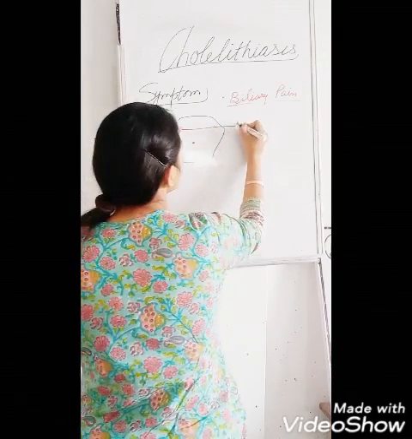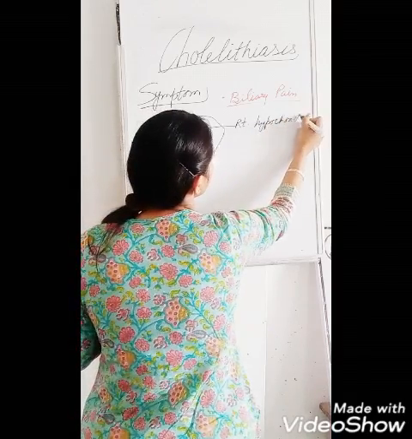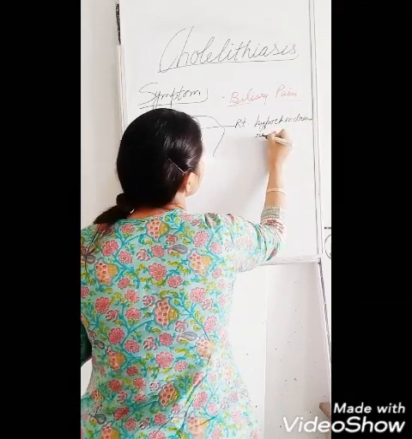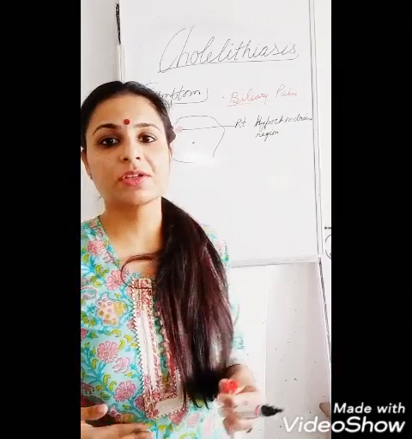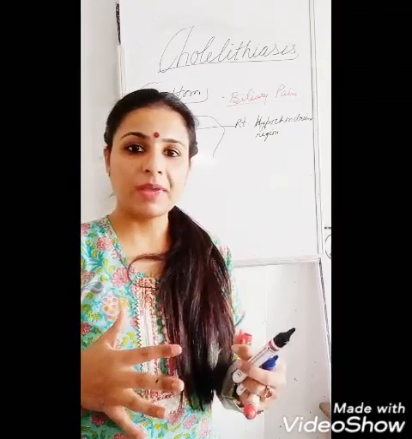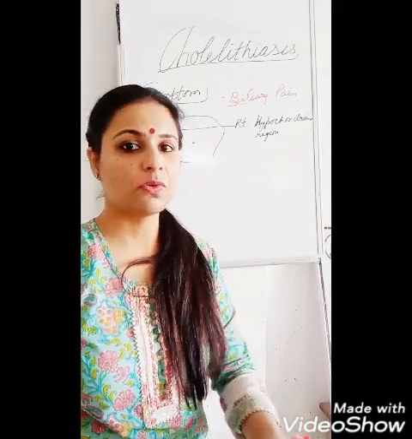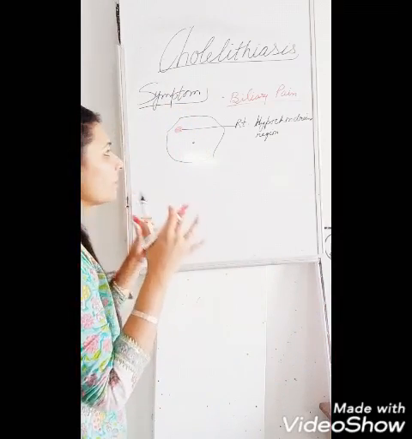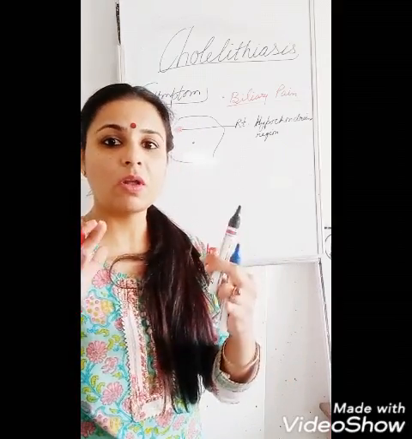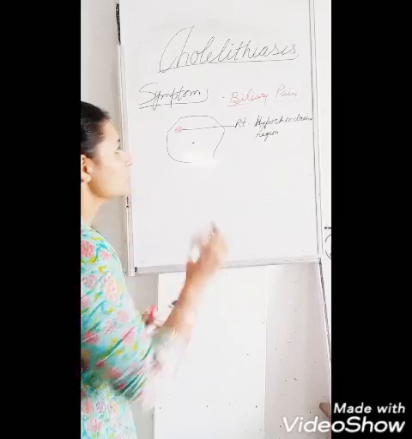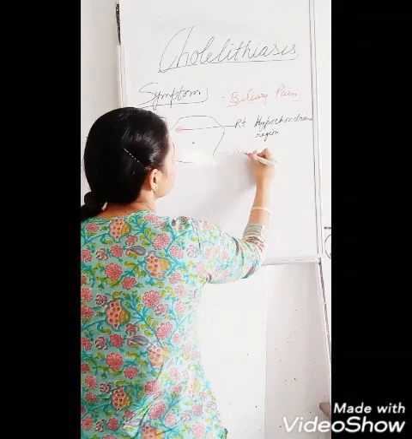Right hypochondrium region. So it's an upper abdominal pain in the right hypochondric region, and that pain will last from 15 minutes to 2 hours. So it can last for hours, and there is spasm of the gallbladder. So that will cause a colicky pain, spasmodic pain. So that pain is called biliary pain, and that pain is mostly at night.